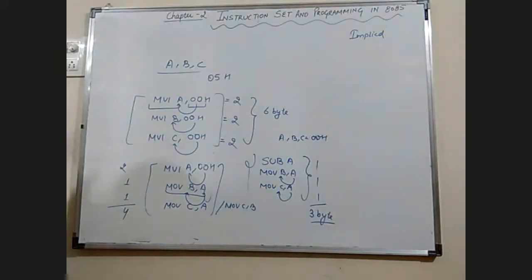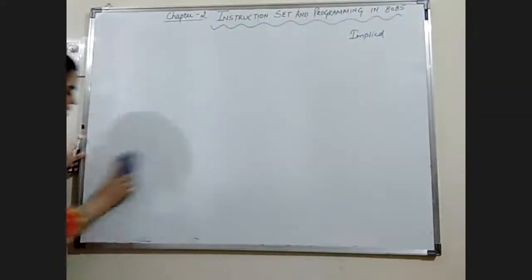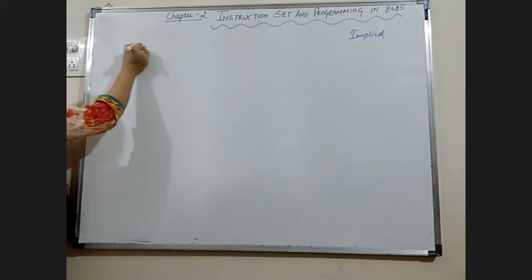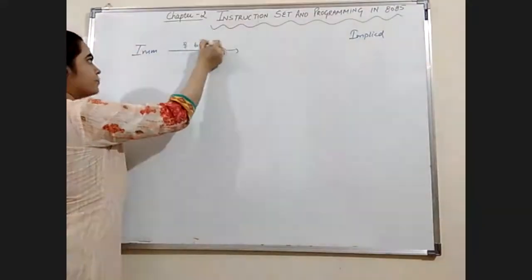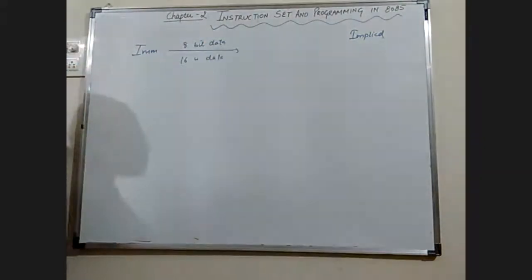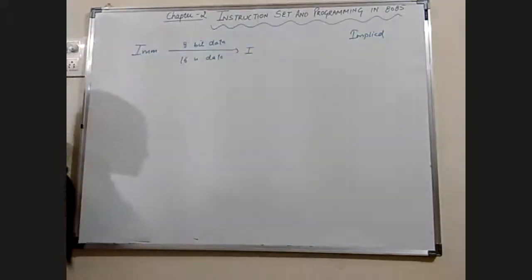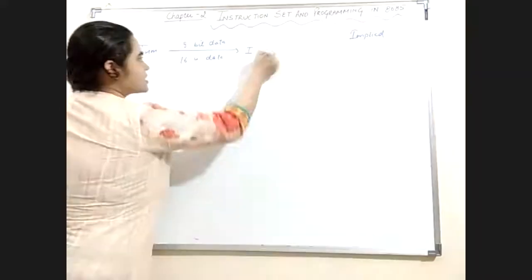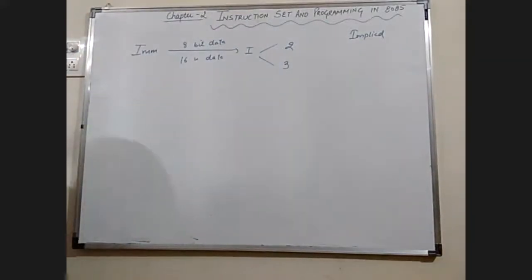So in short, again I will summarize all the addressing modes. First is the immediate addressing mode. In the case of immediate addressing mode, 8-bit data or 16-bit data is present in the instruction. Okay, or the second hint is if I is given in the instruction, that means that is the immediate addressing mode, and these instructions are of 2 or 3 bytes. If data is given, then it is 2 bytes. If an address is given, then it is 3 bytes.